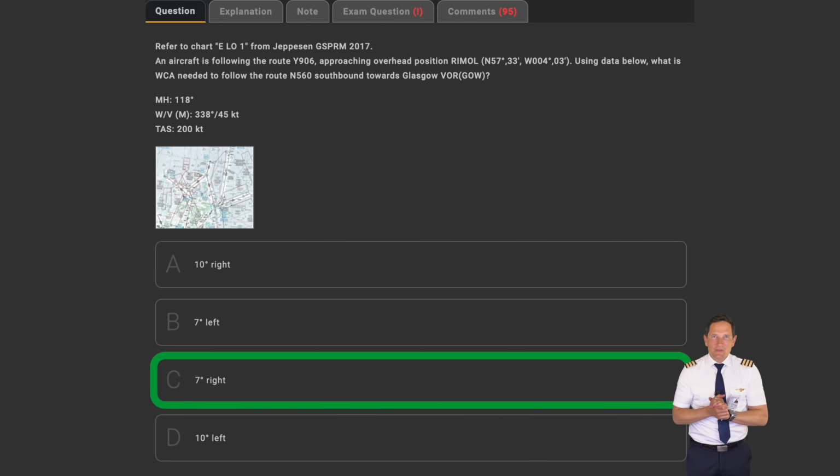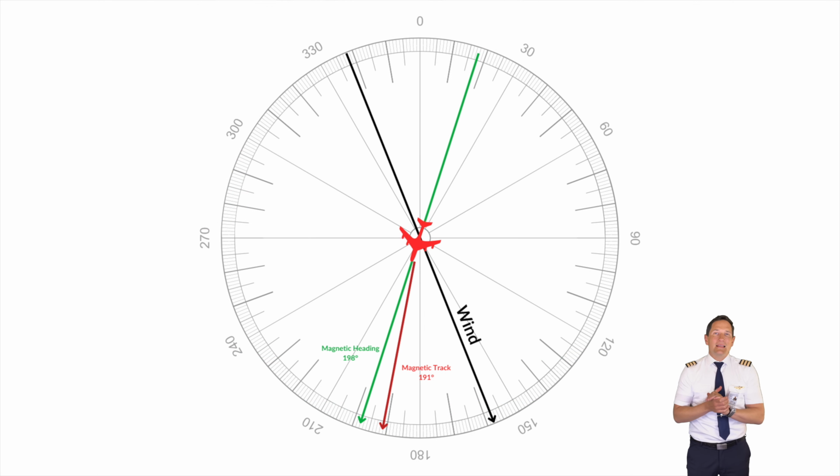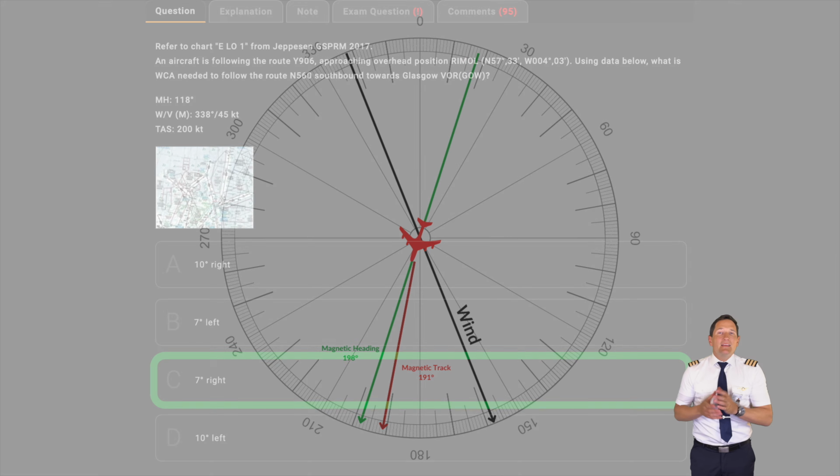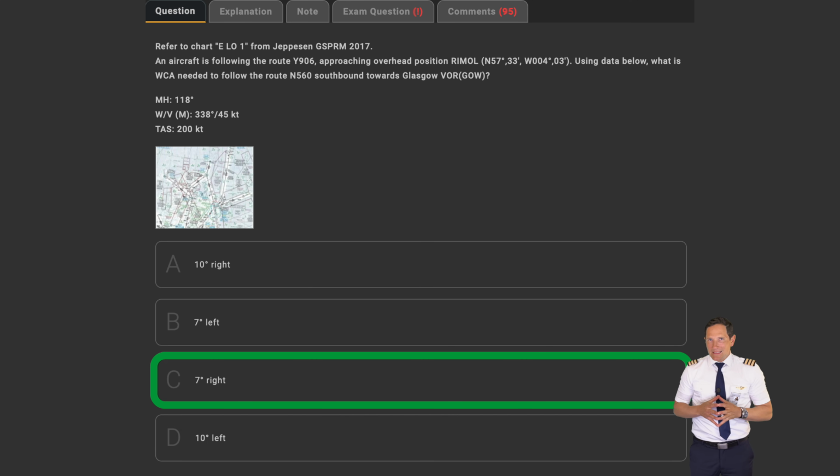Now, meaning in order to fly the magnetic track on the airway of 191 degrees, you have to fly a magnetic heading of 198 degrees. So the key takeaway from this question: don't get misled by the given magnetic heading. You don't need it in this calculation. And secondly, you need to know all the tracks on an IFR chart are magnetic. Those are the two traps in this question.